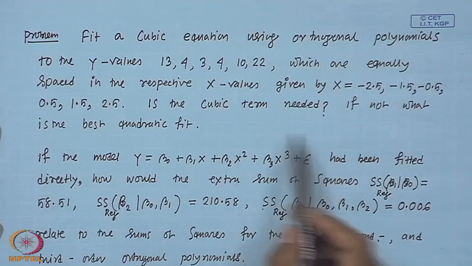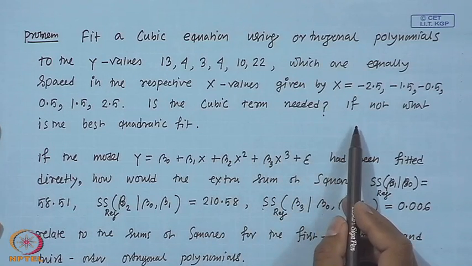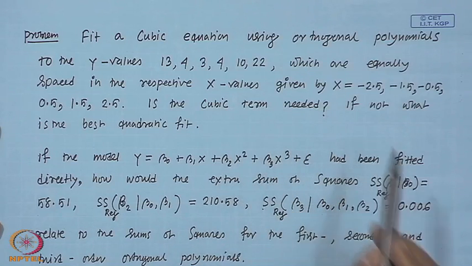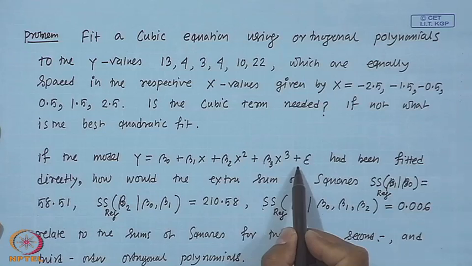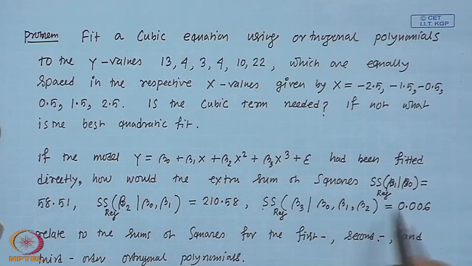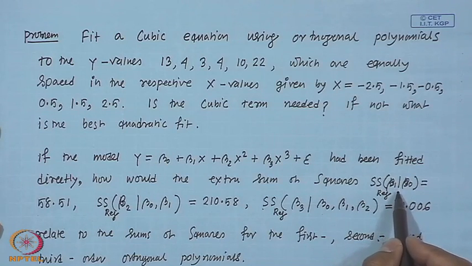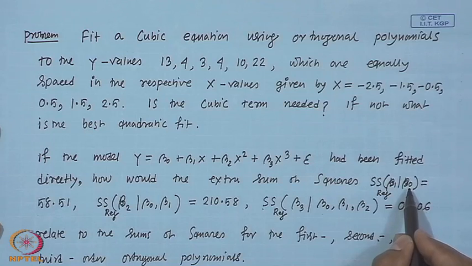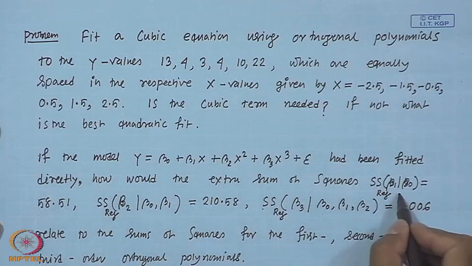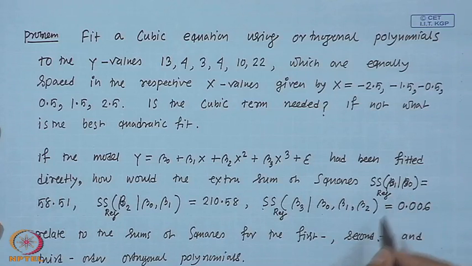So, what we have done is that we have fitted a third order polynomial using orthogonal polynomials. Now, without using the orthogonal polynomial, you can fit this model also, and then you have the SS regression due to beta 1 in the presence of beta naught, which is equal to 58.51. How is this one related to the SS regression of the first order polynomial involving orthogonal polynomials? Okay. So, I hope you understood the problem.